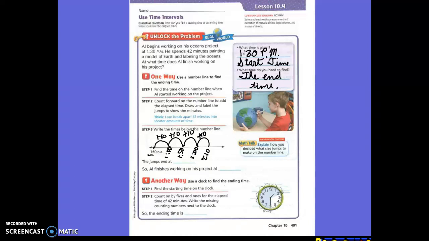So now how many jumps can I do? 2. No. 1. Let's do one at a time. So 1 jump. What would that time be? 2:11. And then we can do our one second more jump, which would be 2:12. So the jumps end at what time? 2:12 p.m.